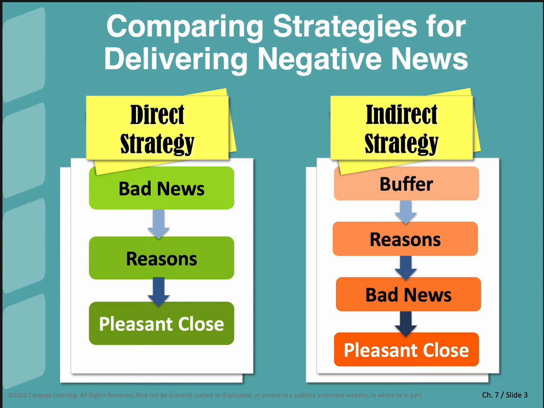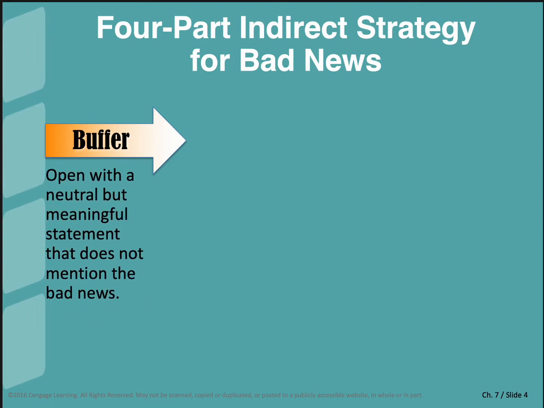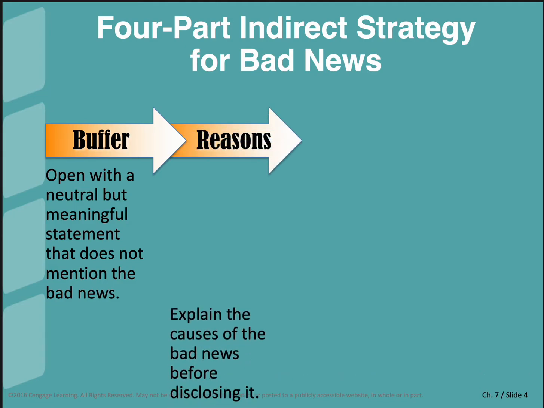And this is really important because if you begin with the bad news, you're liable to get a reader who just shuts down and doesn't finish reading your message. By giving the reasons first, you ensure that they have your reasoning before they shut down with the bad news. So we have this 4-part indirect strategy for bad news. We're going to begin with a buffer. You open with a neutral but meaningful statement that does not mention the bad news. It's really important that your buffer is appropriate, and we're going to talk about that in just a second.